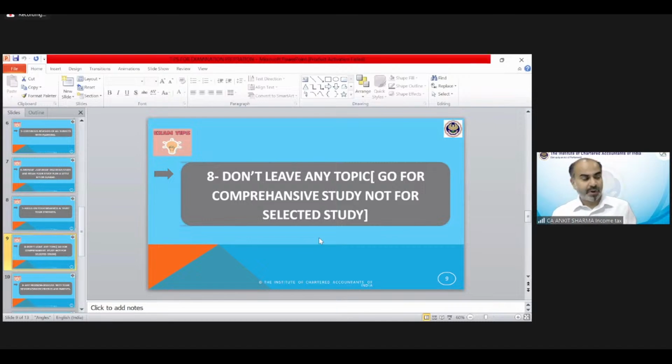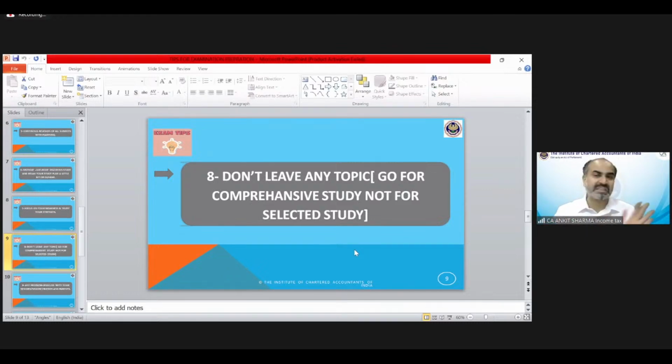This is again point number 8. What I always say, go for comprehensive studies, not selective study. Do not go for 8 chapters out of 10 completely. In my opinion, it is better to do average preparation for all 10 chapters rather than completing only 7 chapters very nicely and leaving 3 topics. That is a bad way. It's a bad strategy for your examination purpose. So don't leave any topic.